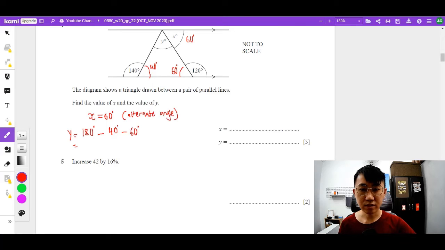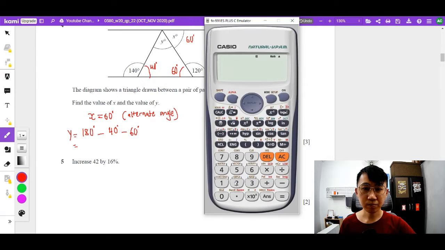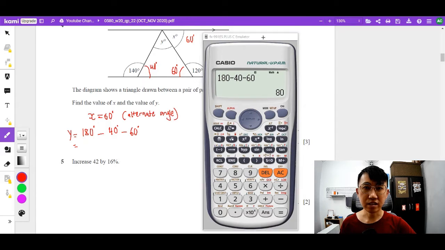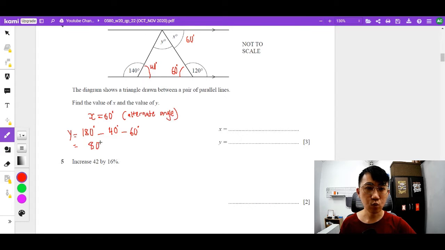So what is this? We're going to use our calculator. 180 minus 40 minus 60. Alright, so the balance is 80. Okay, so that's the value of y. Log in over here. 60 and 80. So you can see that it's actually 3 marks over here, right? So 1, 2, and then your working here 3. So that's how you do question 4.